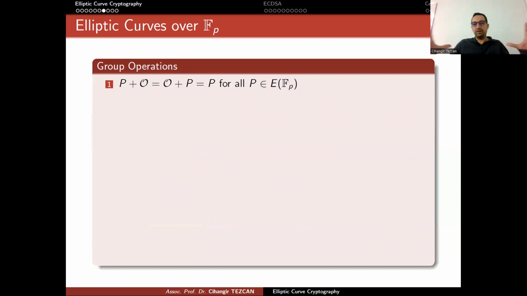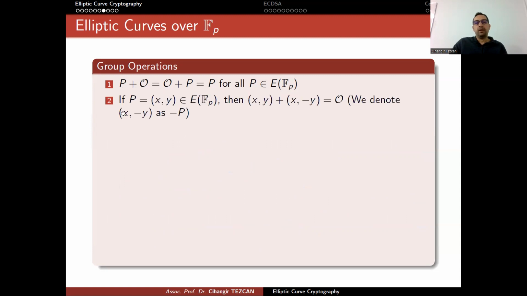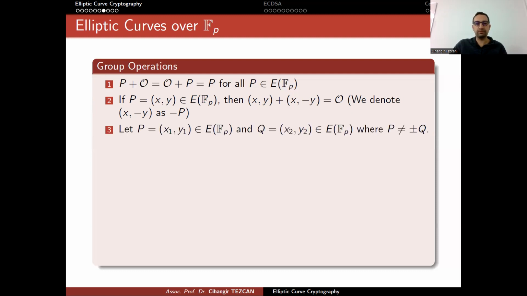So we defined the group operations in a geometric sense, but if you want to write it in a more mathematical way, we have the identity element, the point at infinity. If you add it to a point on the elliptic curve, it gives you the point back. If P is a point with coordinates x and y, then (x, minus y) is the inverse of that point. If you add them, you obtain the point at infinity, as I showed you in the pictures.